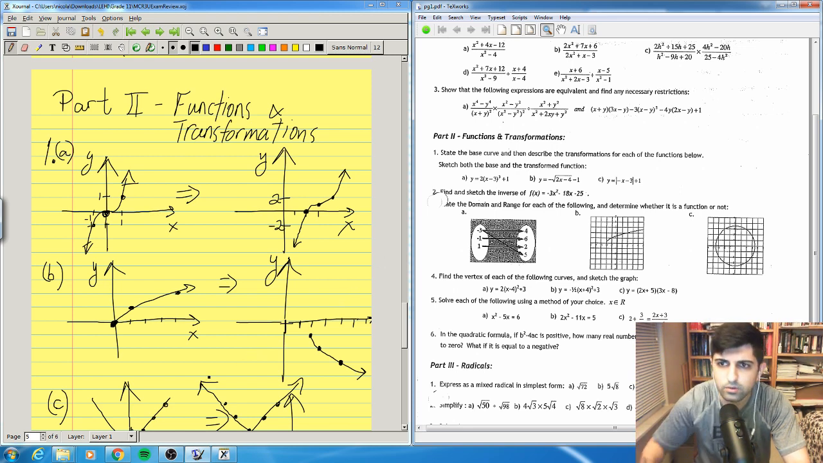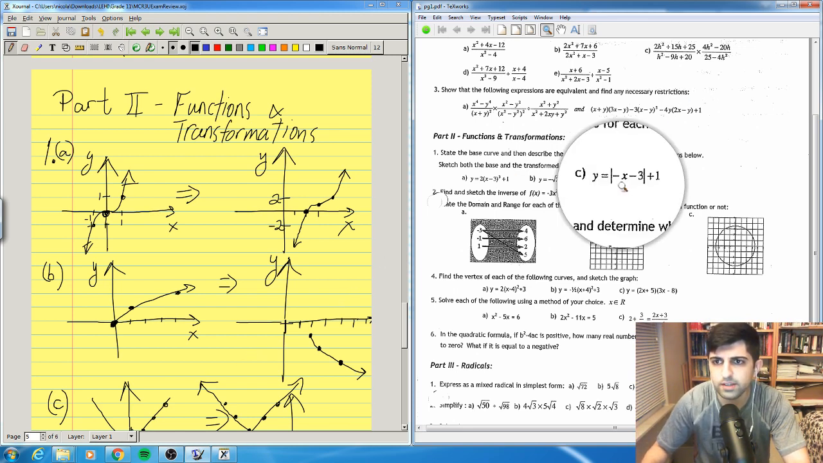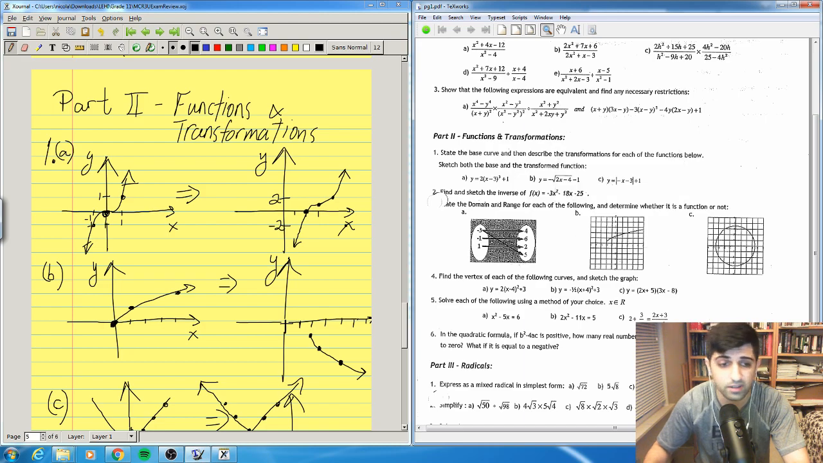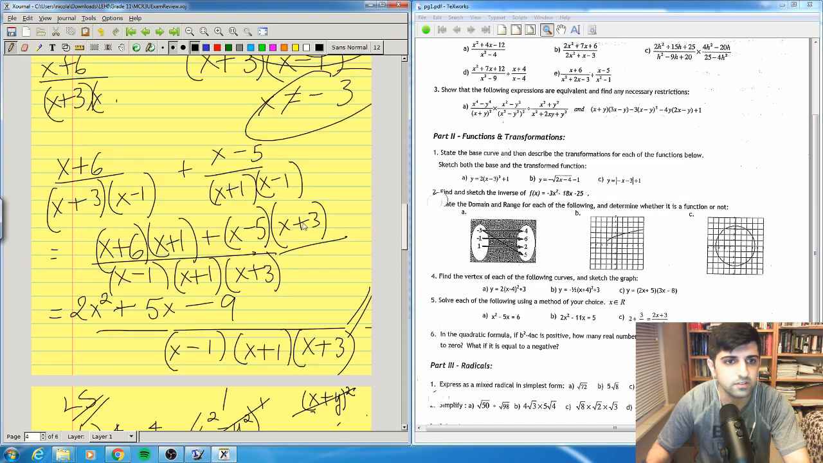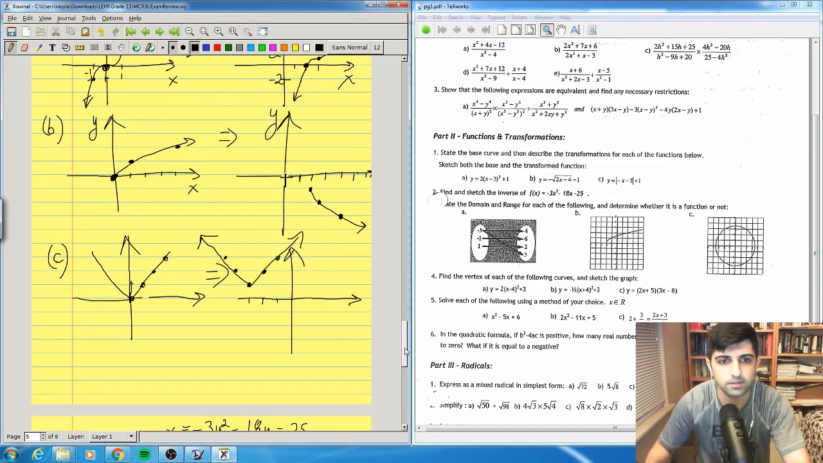And then now, if I look at part C, I've got minus absolute value of x minus 3, plus 1. Take away the negative, take away the minus 3, take away the plus 1, you get absolute value of x. Absolute value of x is this plot. My bad, absolute value of x is this plot over here on the left in part C.